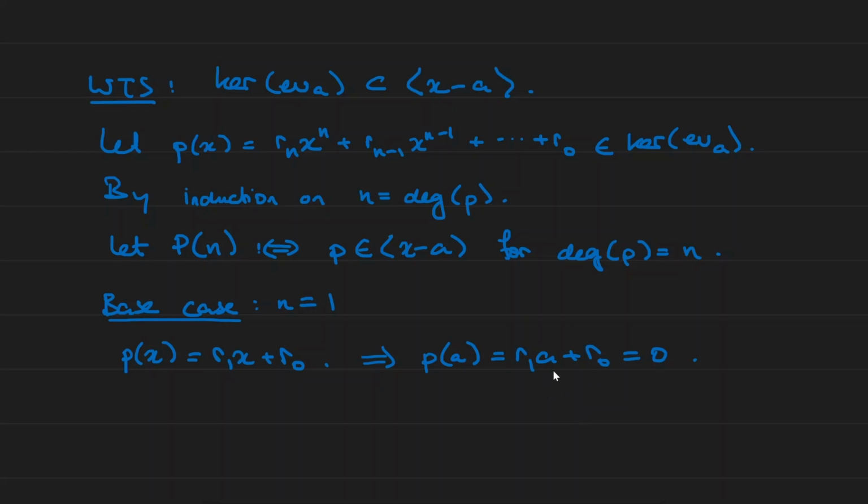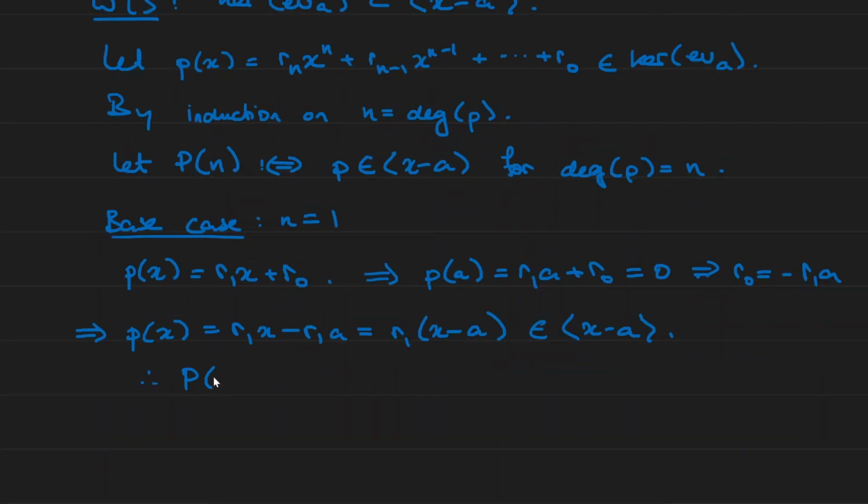But now we can rearrange things a little bit. In particular, we're going to replace r_0 with minus r_1 a. So r_0 is equal to minus r_1 a. And we can plug that back into our original equation for p. So this implies that p of x is equal to r_1 x minus r_1 a, but we can factor this as r_1 times x minus a, and as you can see here, we have a factor of x minus a multiplied by some polynomial in the ring, in particular a constant, so therefore this lies inside the principal ideal generated by x minus a.